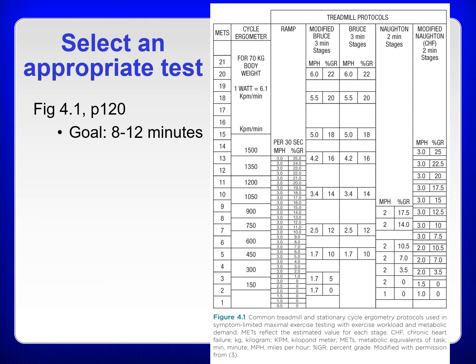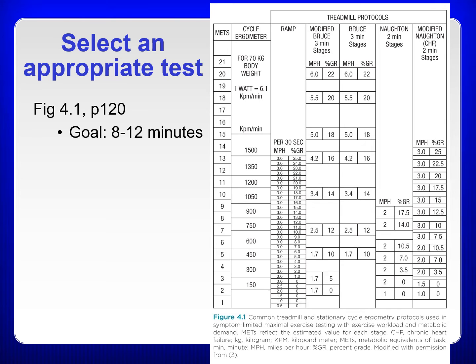The appropriate test is always a challenge. Your goal is to get to somewhere between 8 to 12 minutes if you're doing a symptom-limited maximum exercise test. And Figure 1 on page 120 gives you a list of treadmill protocols and also cycle ergometer tests. And this is a nice figure which identifies the approximate MET value in the first column that corresponds to the different stages.